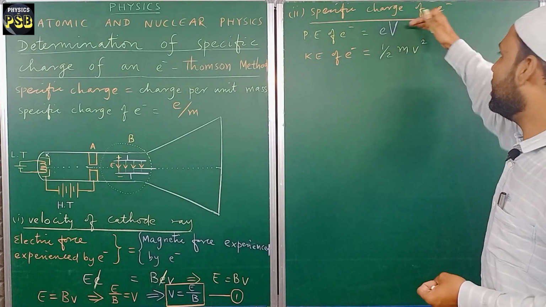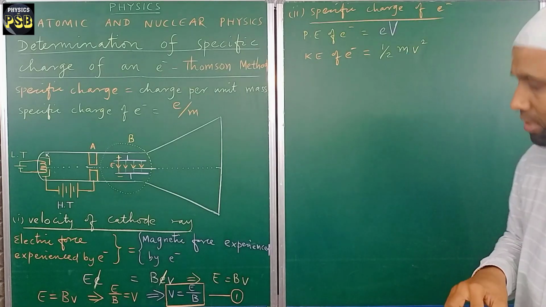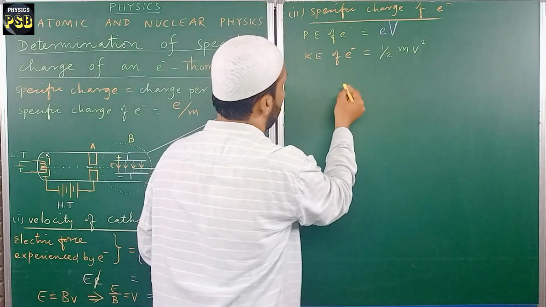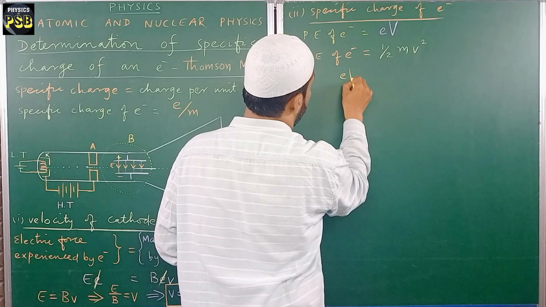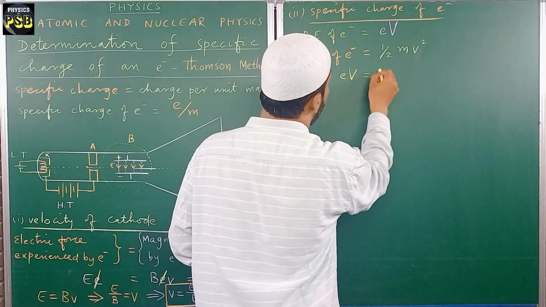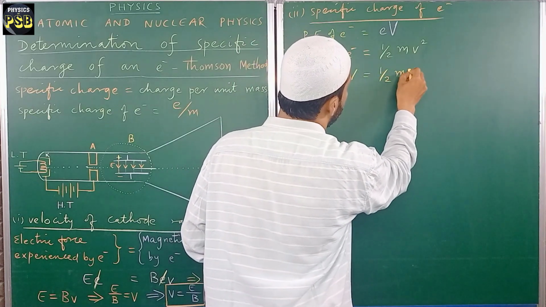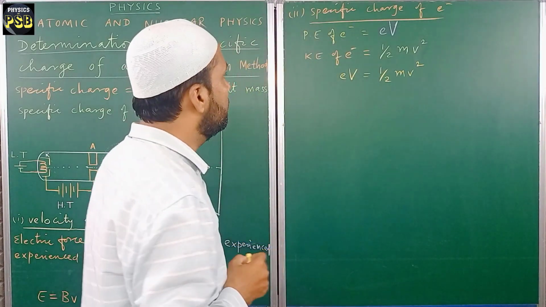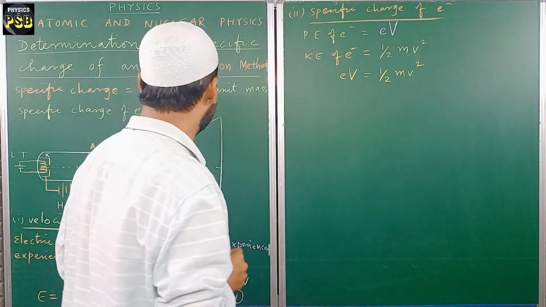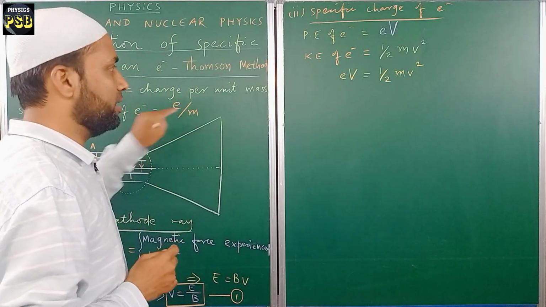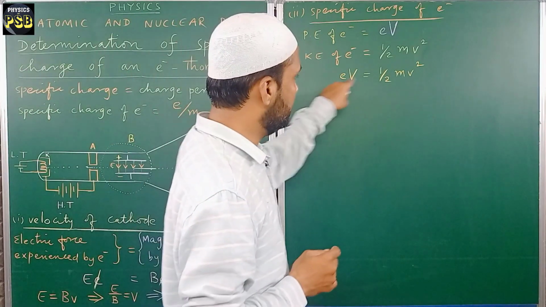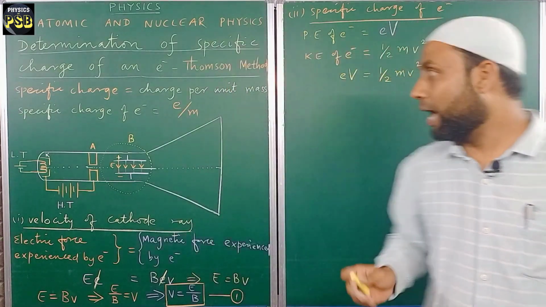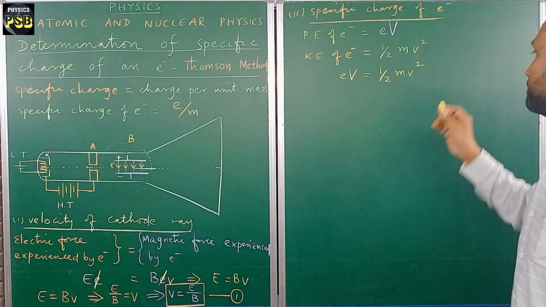So we can equate these two equations. On equating these two equations, then eV equals half m small v square. Okay. Now what is my aim? My aim is to get the value of e upon m. Here I have e, at this side I have m. So what I will do, I'll take m this side.